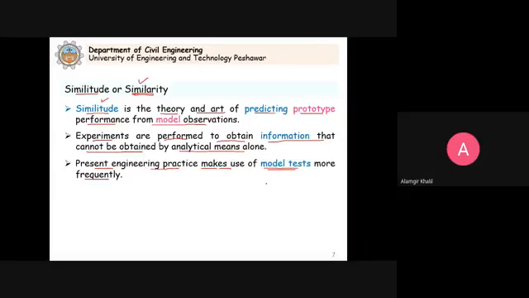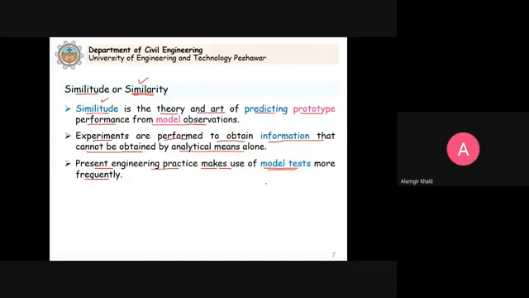For example, why do we conduct tests on models? Suppose you design the Tarbela Dam. Tarbela Dam is the largest earth and rock filled dam in the world, and it is very costly. So you want to test the design parameters. Is it possible to construct the Tarbela Dam 10 times, 100 times at full scale just to evaluate the design parameters? It's very difficult, not possible, and also very costly.